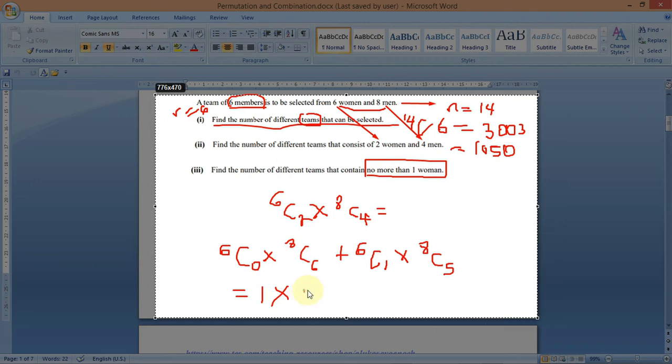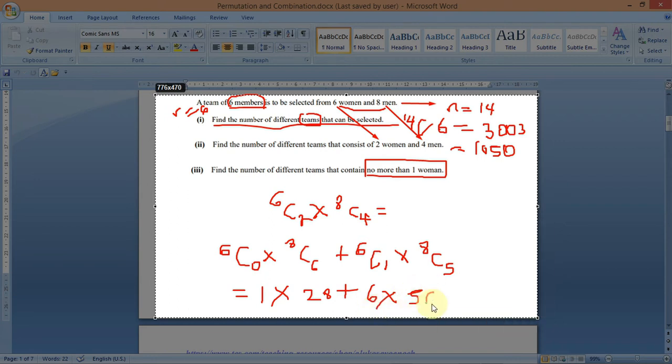1 times 28 plus 6 combination 1. I think that should be, let me confirm, 6. 6 combination 1 is 6, right? 6 times 8 combination 5. So 8 combination 5, that is 56.